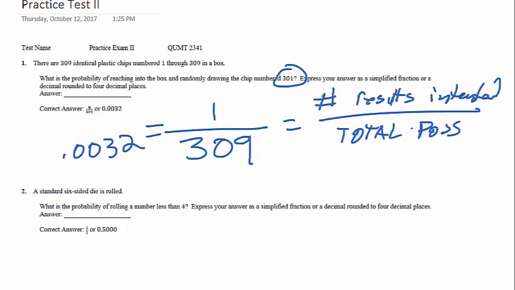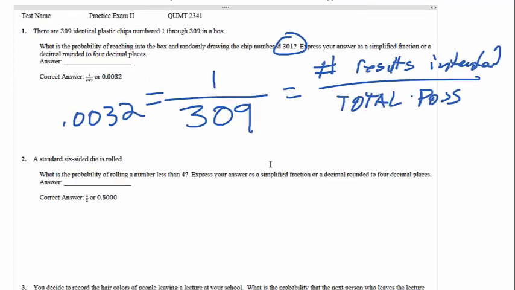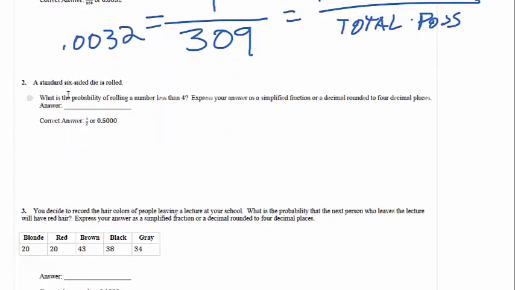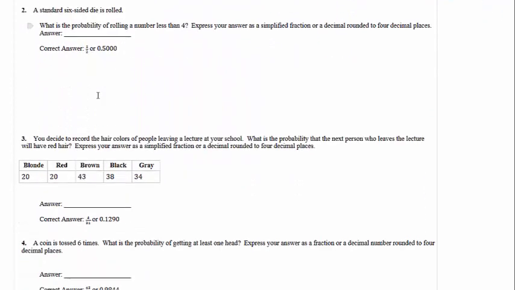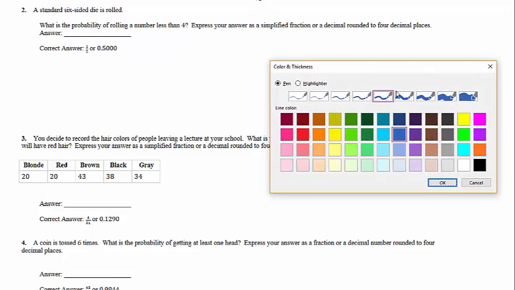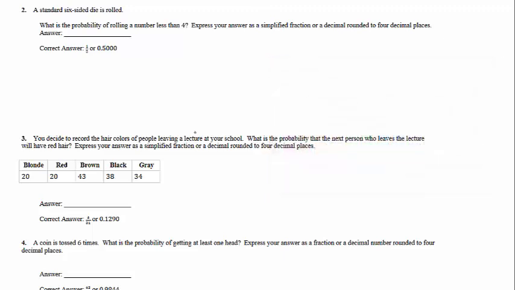All right, well, that one's easy enough. Let's move on to the next one. A standard 6-sided die is rolled. What is the probability of rolling a number less than 4? We did one of these in class. Maybe I can do it with a thinner pen. Can I change the thickness of this real quick?